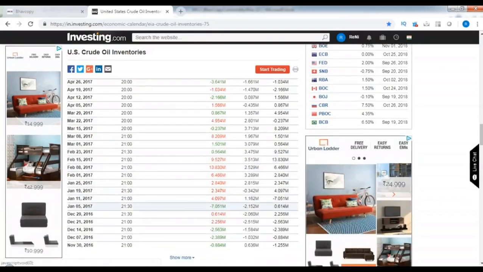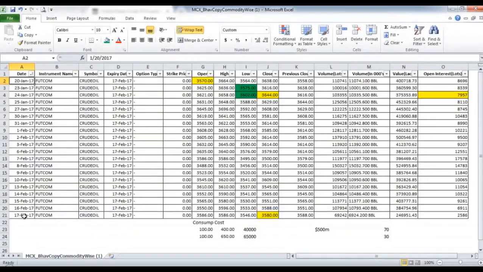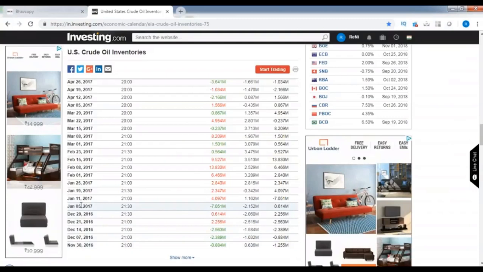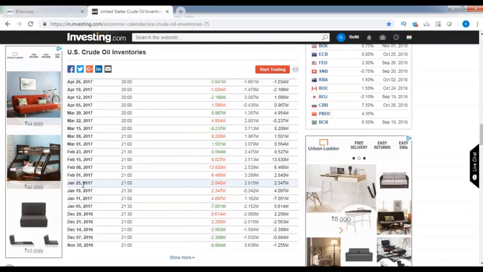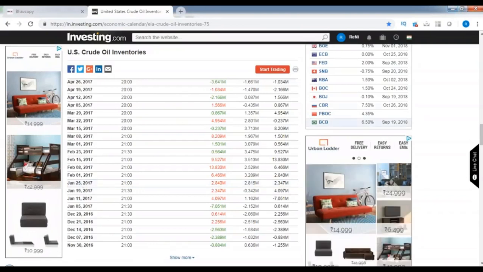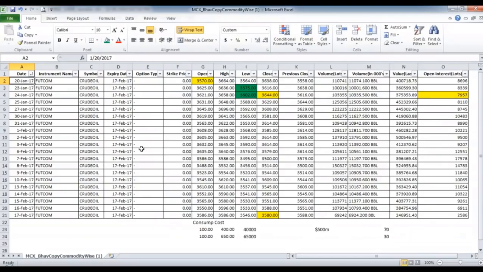June, May, April, March, February. When did the contract start? June? Sorry, January 20th, right? Yes, sir. So January 20th means January 19th there was an inventory. After that, during this contract, the first inventory happened on January 25th, correct? Yes, sir. So till January 25th, you'll do nothing in the current contract. Let the first inventory happen. And this inventory, 21st, okay. So January 25th is this one, right?